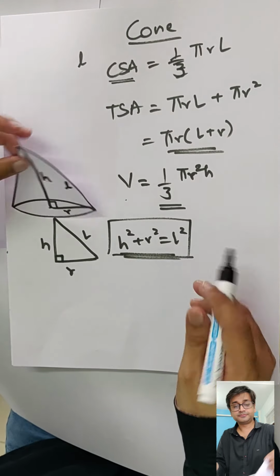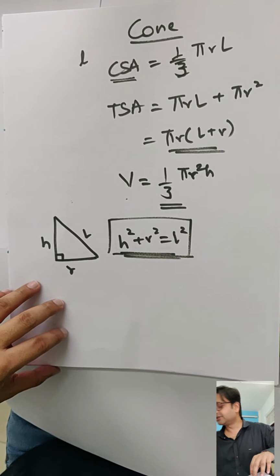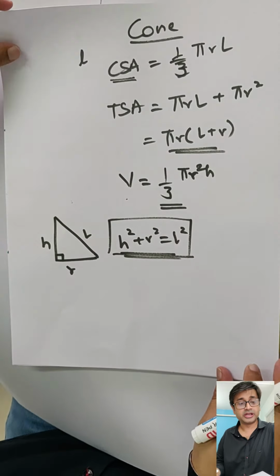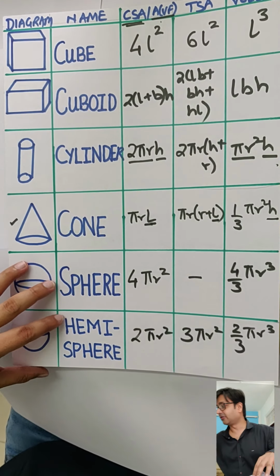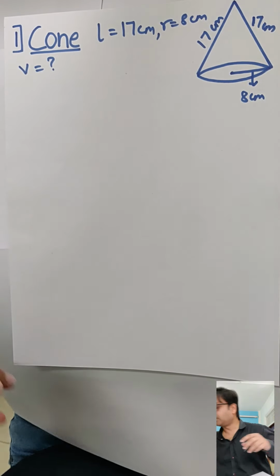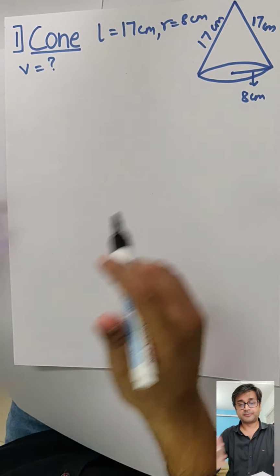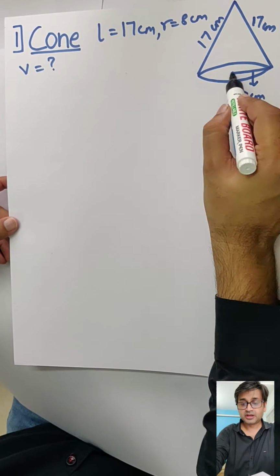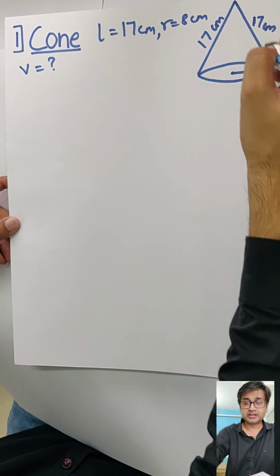So let's begin with exercise B. B is based on cone. I am not getting into A. A is based on cylinder with slightly tough questions, which we will do later. So let's begin with sum number 1 and let's see if you can pick this up. So you have slant height 17, radius as 8. You got to find the volume.